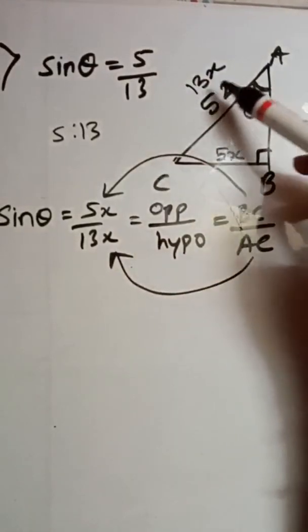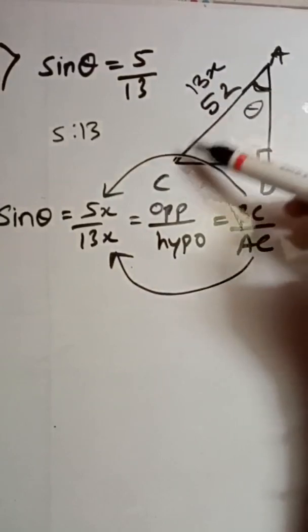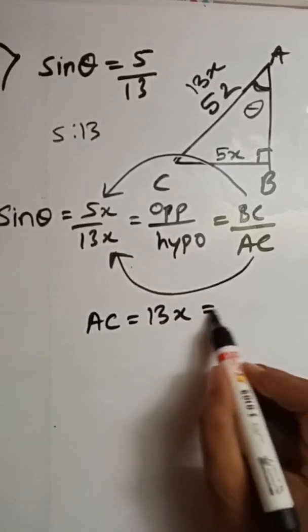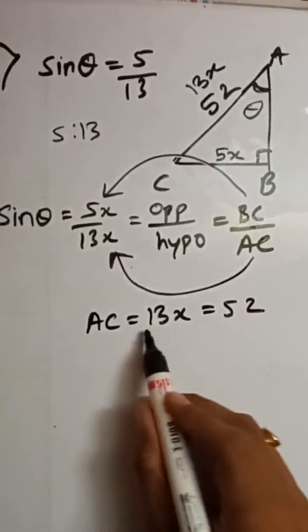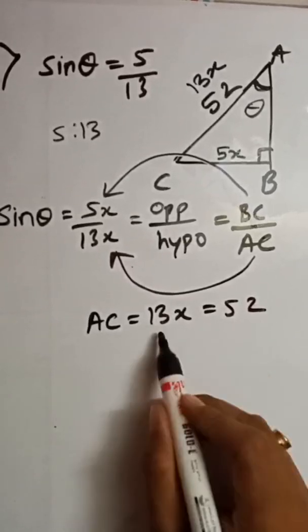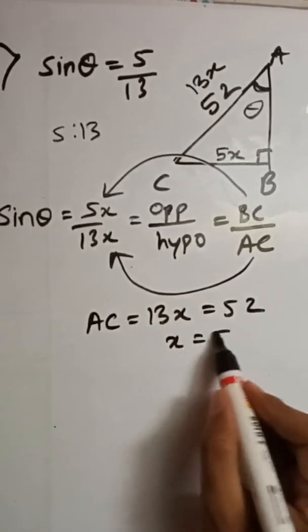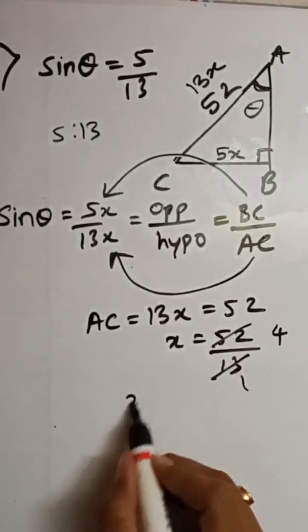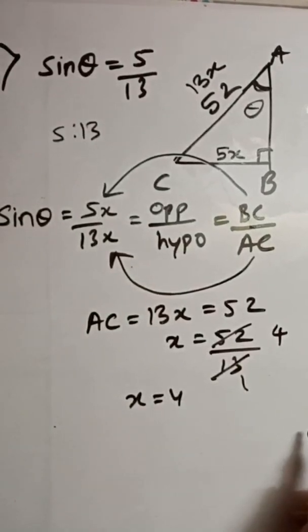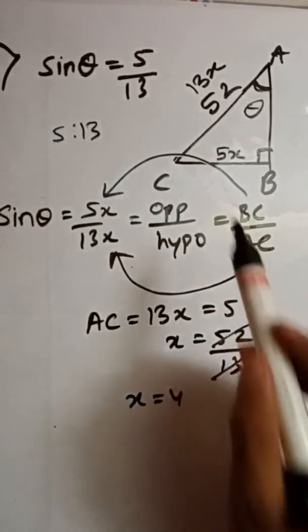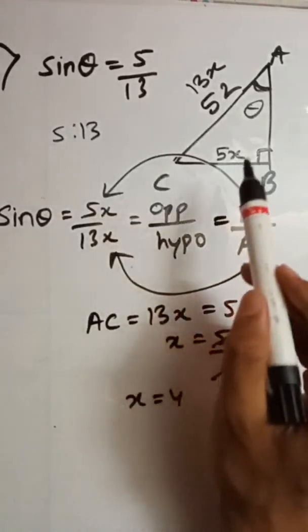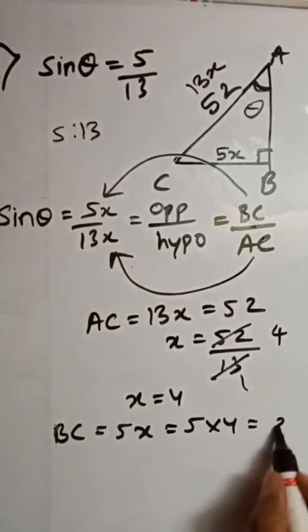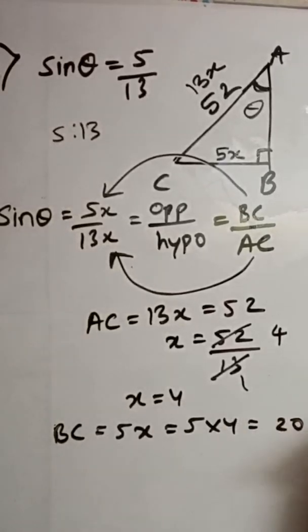But 52 is already given in the question, that AC is 52. So see, we got AC as 13x, but in the question it is given that AC is 52. So that means 13x equals 52. This 13x is nothing but 52. So what will x be? 52 upon 13, that is 4. So you will get x as 4. If you get x as 4, that means what will BC be? BC is 5x. That means 5 into 4, 20. So BC we got as 20.